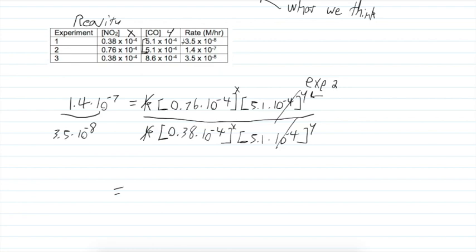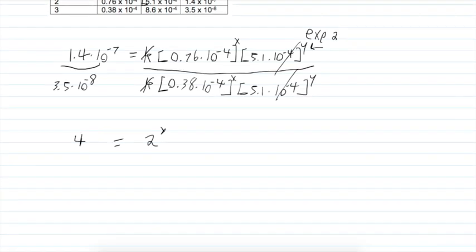Now if you divide these two together, you'll end up with 2 to the power of x. Here, if you get out your calculator and calculate 1.4 times 10 to the negative 7 divided by 3.5 times 10 to the negative 8, you should get 4. Now you might be able to eyeball this and see that x is 2. If you end up with some weird number, there's an easier way to do this on your calculator.